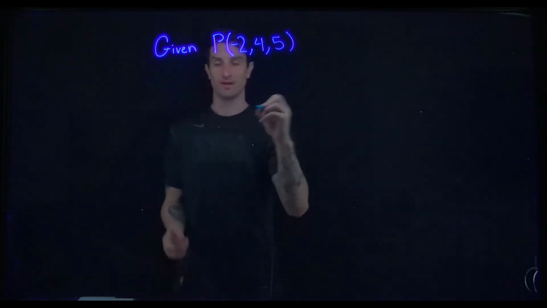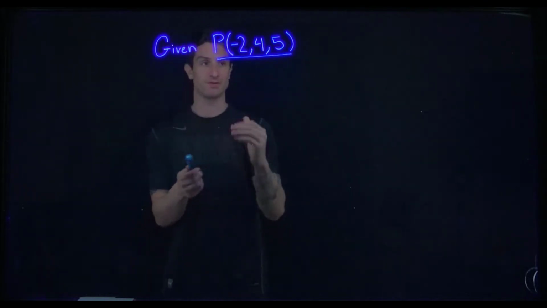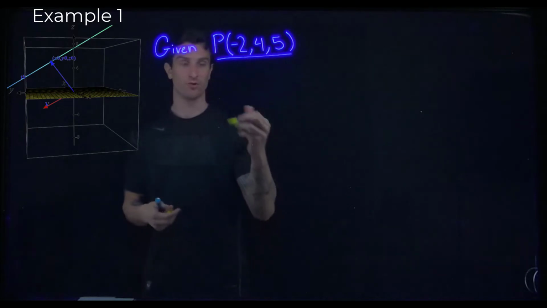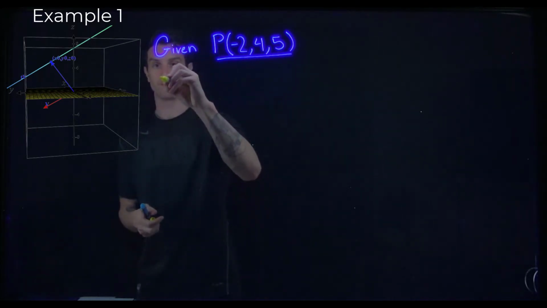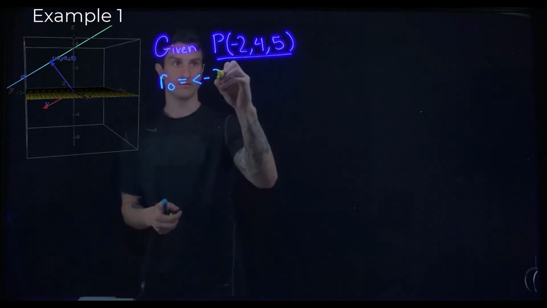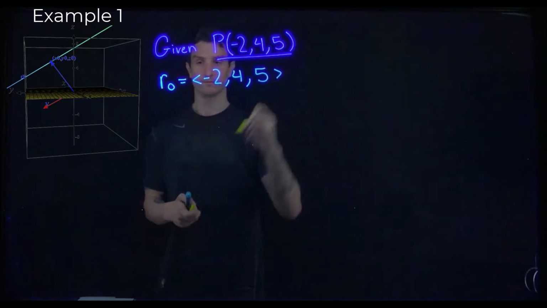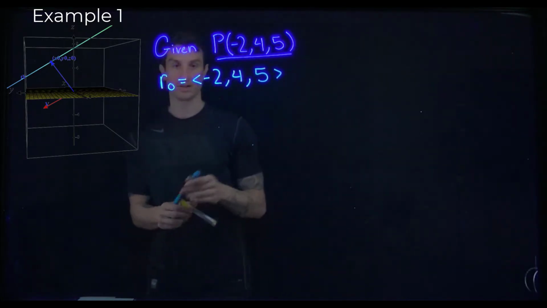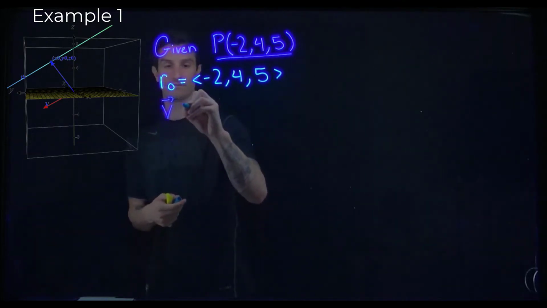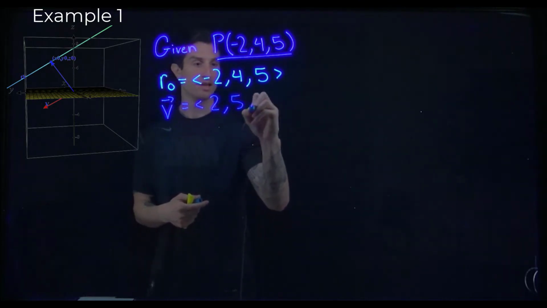And what I would do if I give you this information immediately, I'm going to walk through all the steps. Obviously, you can shortcut it once you see the pattern, but immediately what I'm going to do is I'm going to form my R naught vector. So R naught is equal to -2, 4, and 5. And I need to give you a direction vector. We'll do 2, 5, and -3, equals 2, 5, and -3.